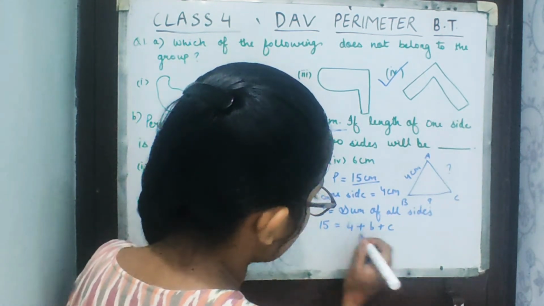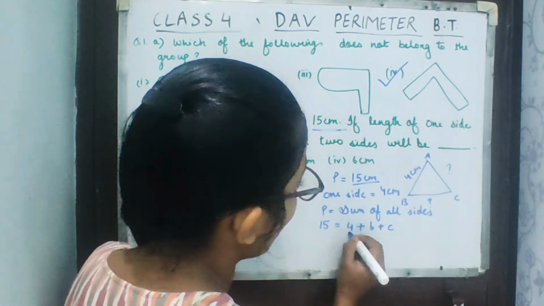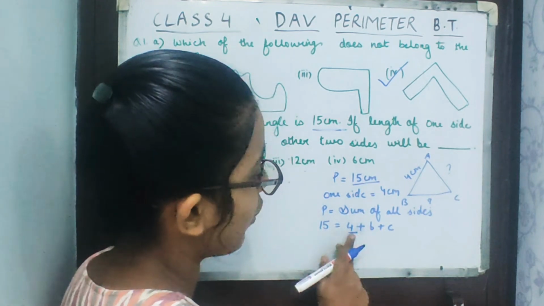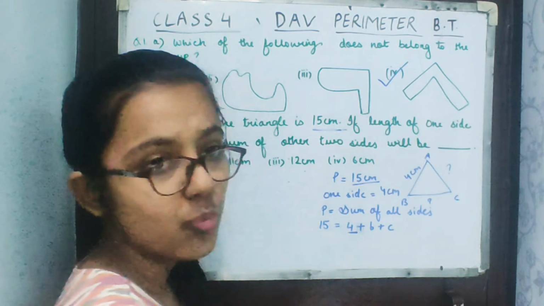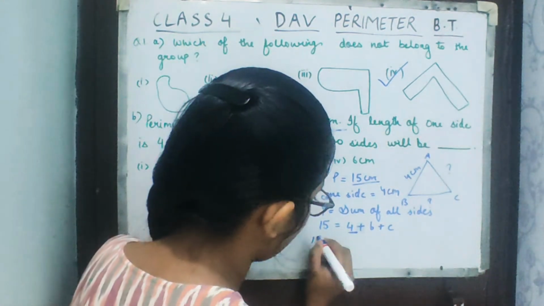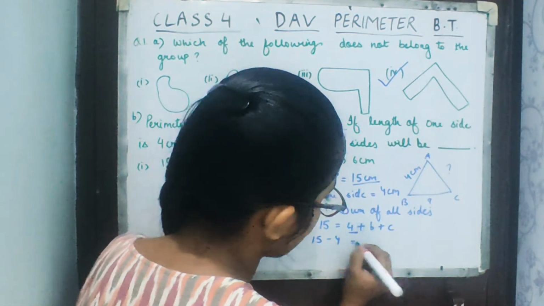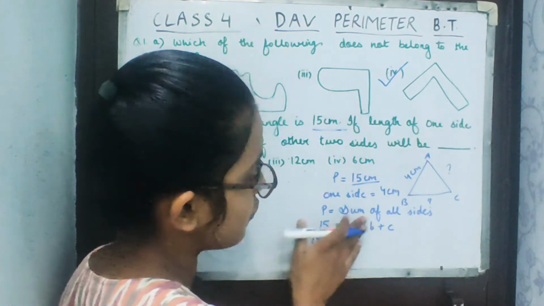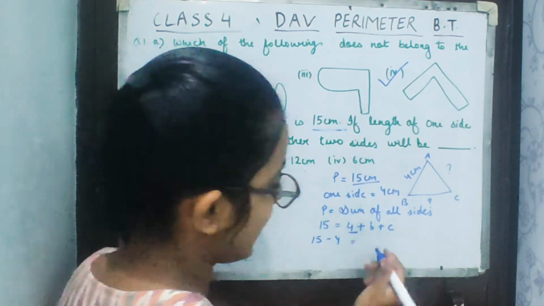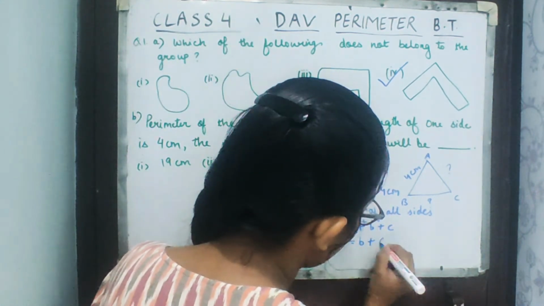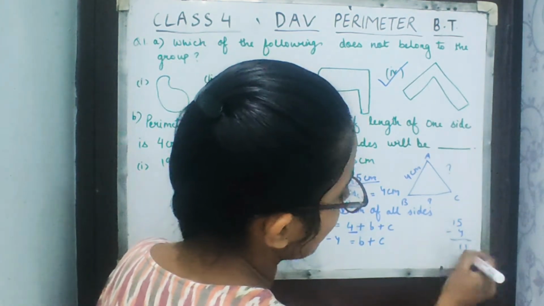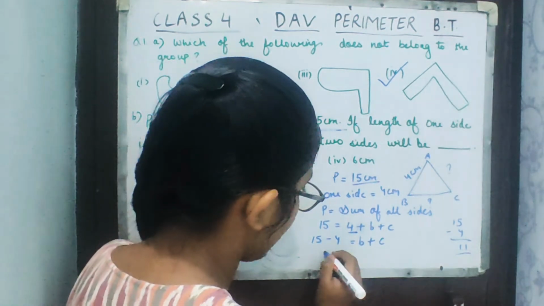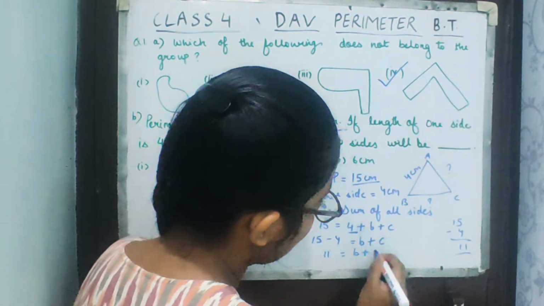Now 4 is going with plus, so 4 will come to this side and become minus. So 15 minus 4 is equal to B plus C. Now 15 minus 4 is 11. So 11 is equal to B plus C.